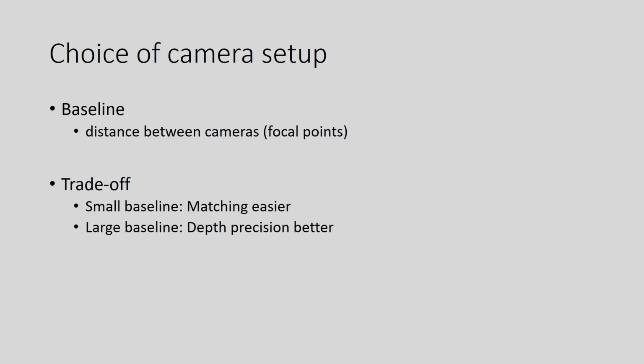The baseline is the distance between the cameras. The camera means the center of the projections of the camera, the left camera and the right camera. And if I consider small baseline, then in this case the matching will be easier. And if I consider large baseline, then depth precision will be better.